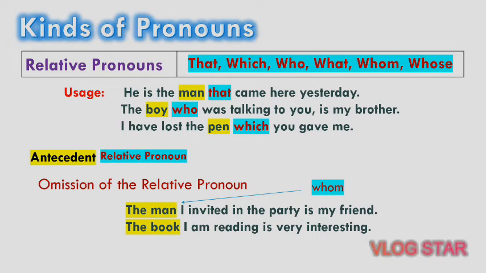If we take another example, the book I am reading is very interesting. Once again, the noun the book has been given, but the relative pronoun has been omitted. If we put the relative pronoun here, it will be: the book which I am reading is very interesting. So here the relative pronoun which has been omitted. This is all about the omission of the relative pronoun.